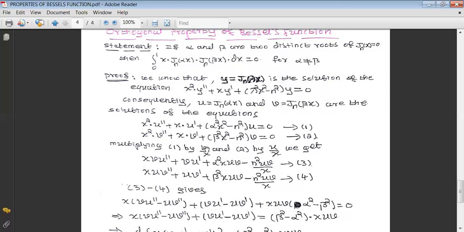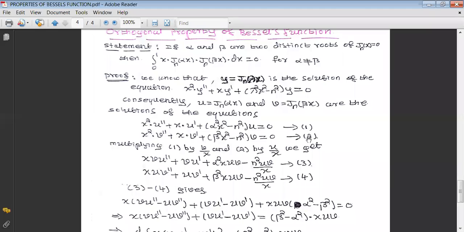When we multiply equation 1 by v by x and equation 2 by u by x, we get the following. Multiplying equation 1 by v by x, one x will get cancelled, and we get x v u double dash plus v u dash plus alpha square x u v minus n square u v by x. Let us refer to that as equation 3.